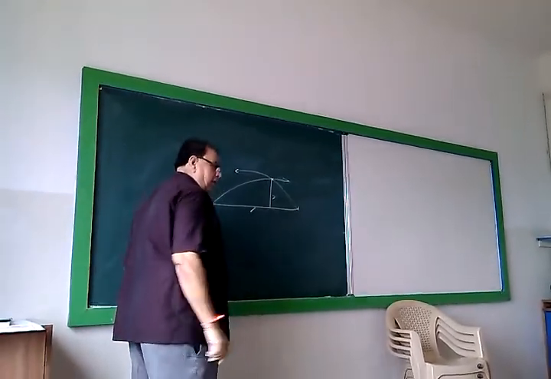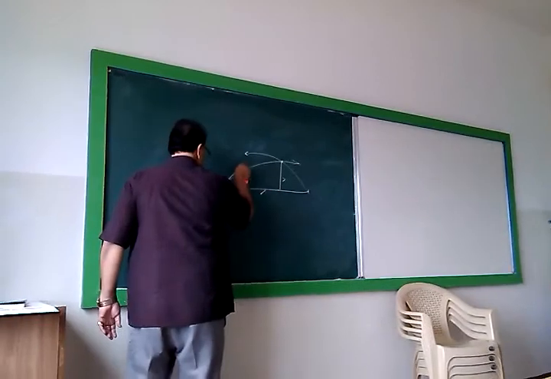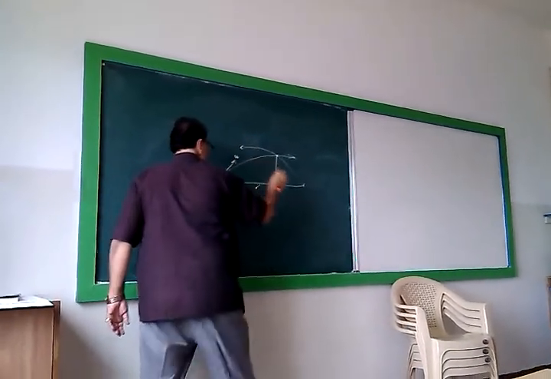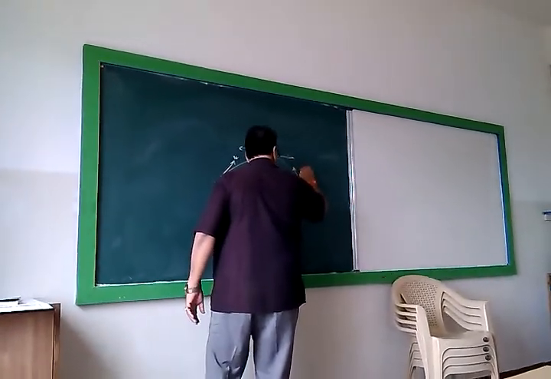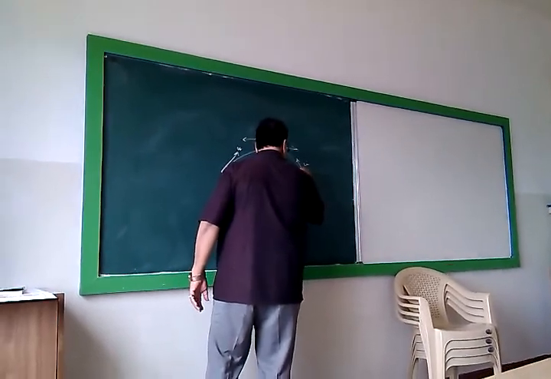The question is you have to find out. If I say the velocity here, this I give you. Let us say this is u, and the velocity here is v. This is theta 2. This is theta 1.